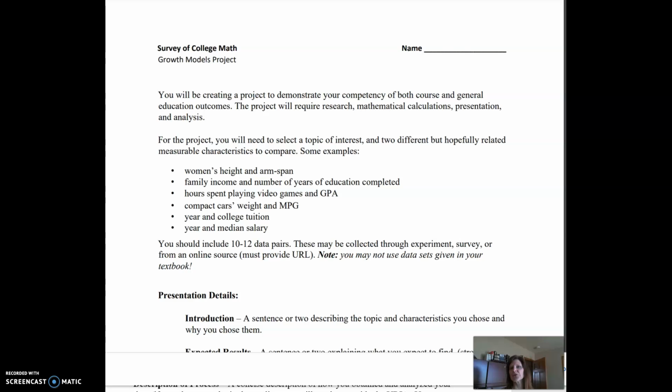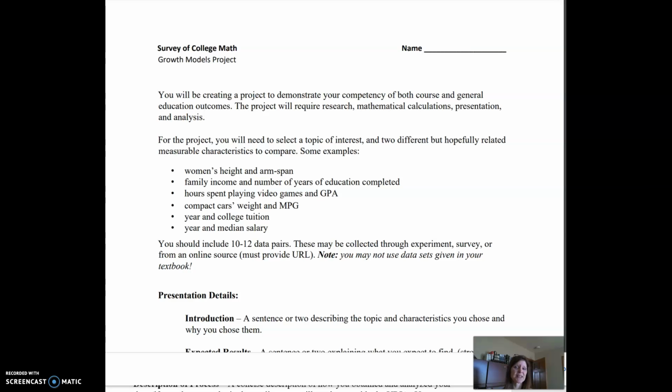Our project for this unit involves modeling. We have spent some time looking at linear growth models, exponential growth models, and we've learned some techniques about collecting the data, looking at that scatter plot, and looking to see what kind of relationship is there. So in this project, that's what we're going to do.